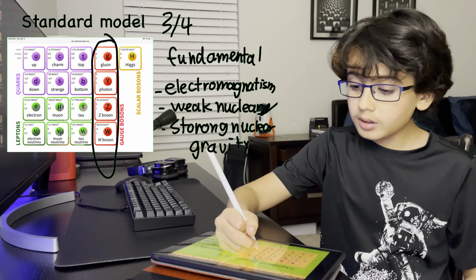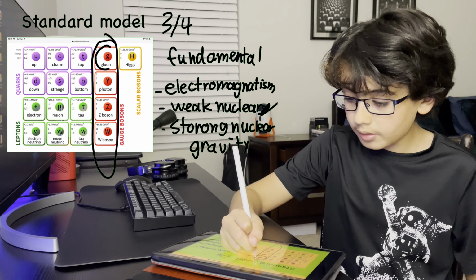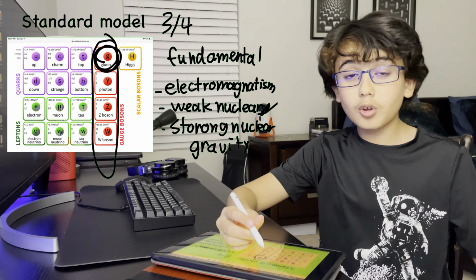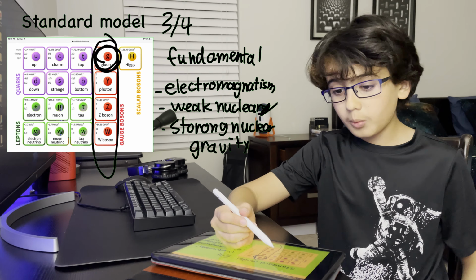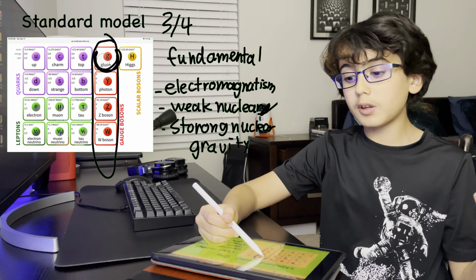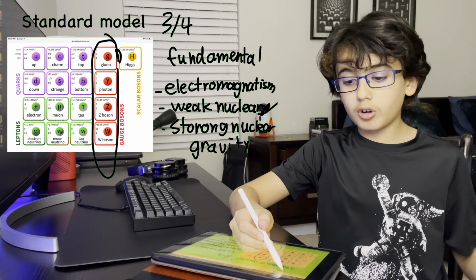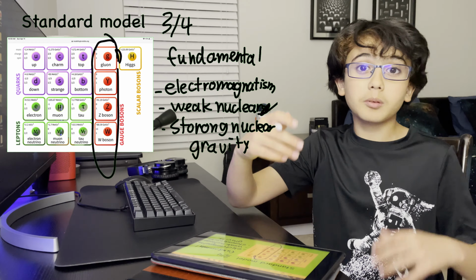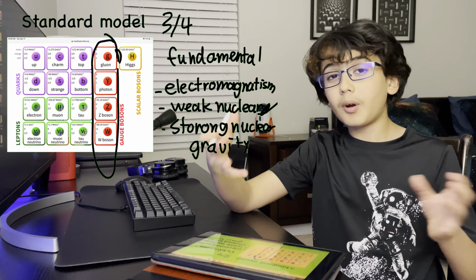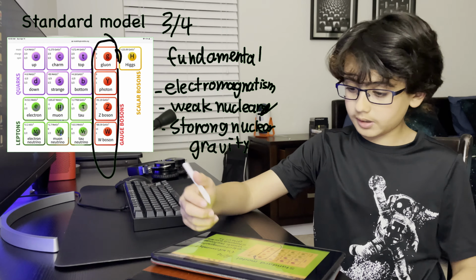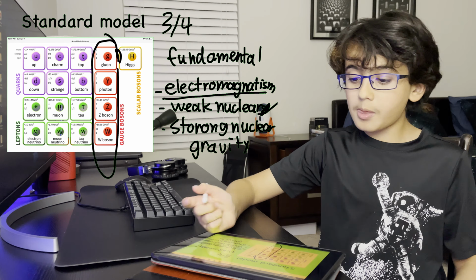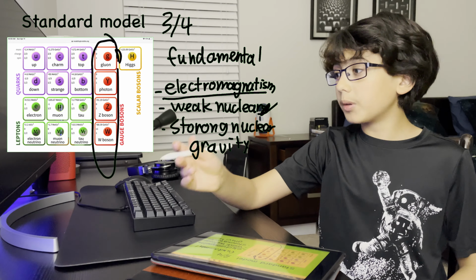Now the gluon is the particle that represents the strong nuclear force, which binds particles in the proton and neutron. Then once you go down to the photon, I'm sure all of you guys are familiar with the photon. It makes up light, and it's the particle that transmits electromagnetism, so one of the fundamental forces. And then you have the Z boson and the W boson.